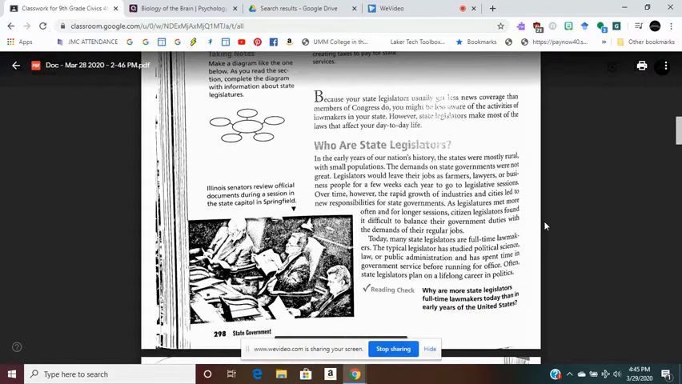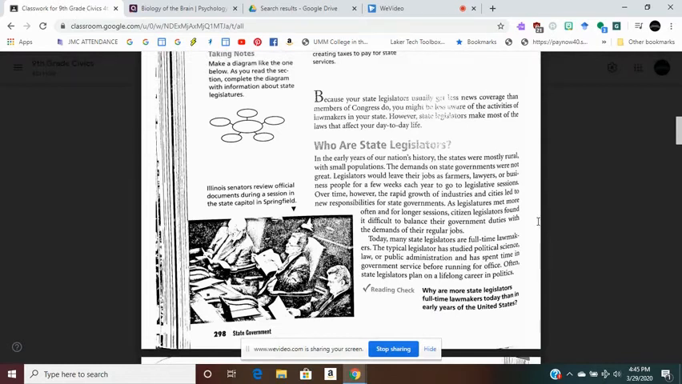Who are state legislators? In the early years of our nation's history, the states were mostly rural with small populations. The demands on state governments were not great. Legislators would leave their jobs as farmers, lawyers, or business people for a few weeks each year to go to legislative sessions. Over time, however, the rapid growth of industries and cities led to new responsibilities for state governments.